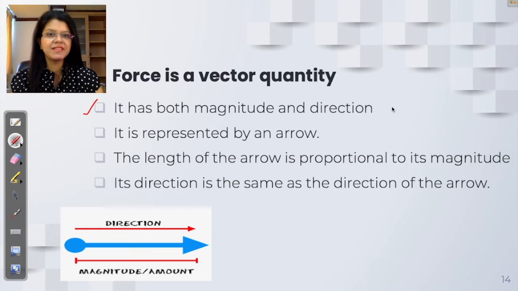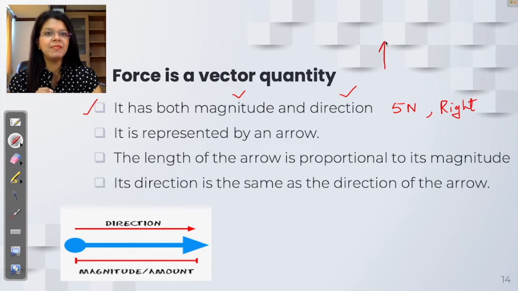Say for example, if you're saying that the force is 5 newtons, that's just not enough when you talk about force, because you are just giving the magnitude. You have to also give the direction. You have to mention, say it is in the right direction. Or if the force is acting upward, then you say 5 newtons upward. So you have to mention both the magnitude and the direction if you want to clearly specify, show your force in your answer, right?